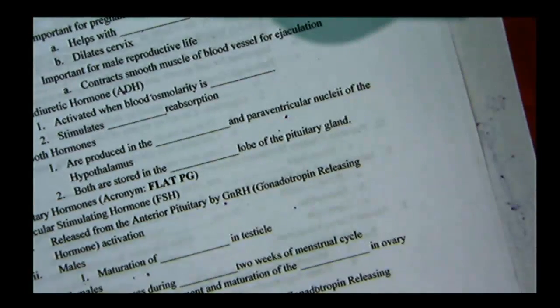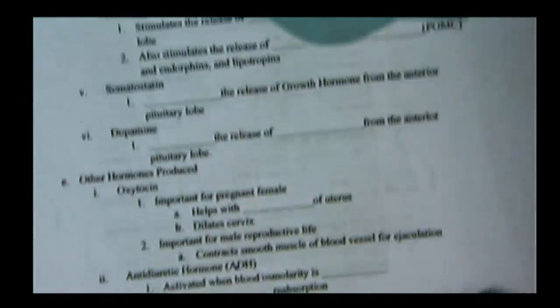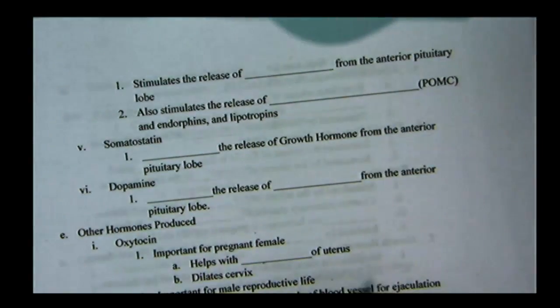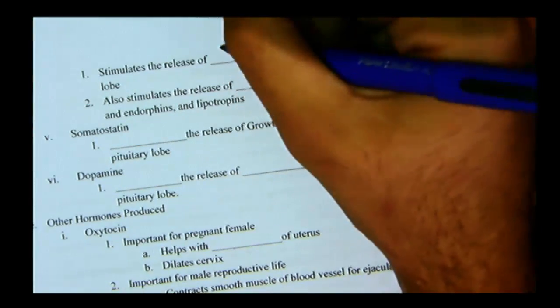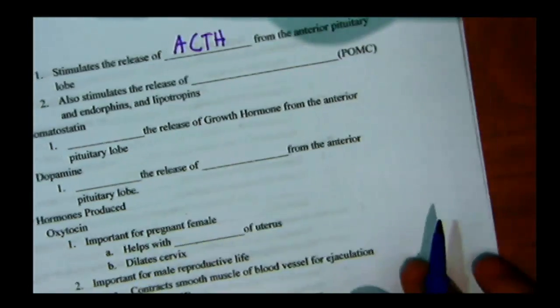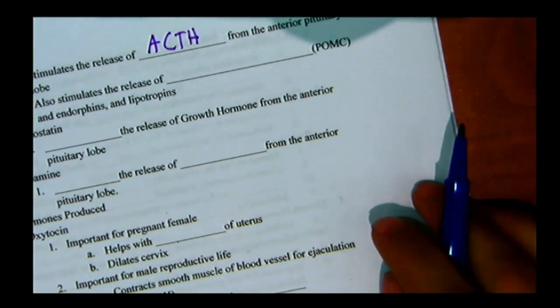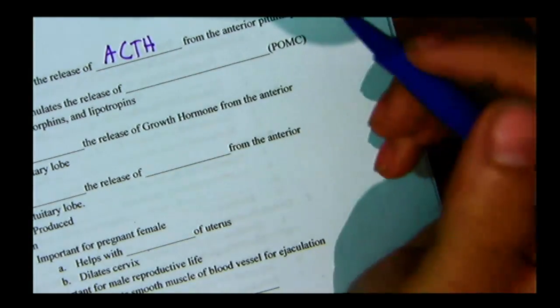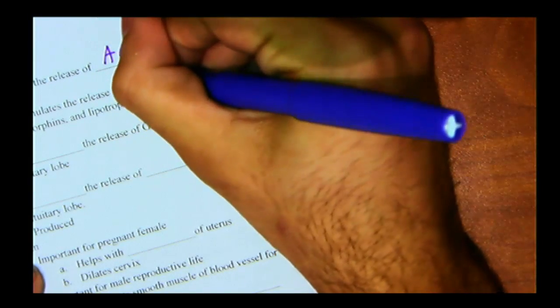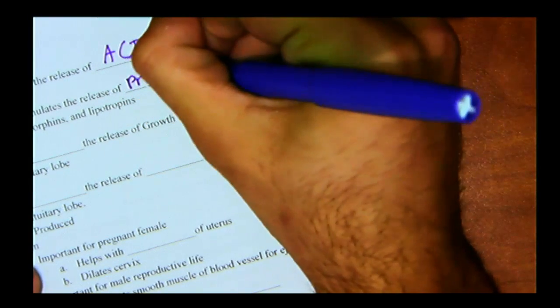And we'll get to what each one stands for in the next section. And it also stimulates the release of, what does POMC stand for? Do you guys know? Cortin, yeah. So melano, what does that have to do with? MSH, awesome. MSH, and that has to do with pigmentation, right?